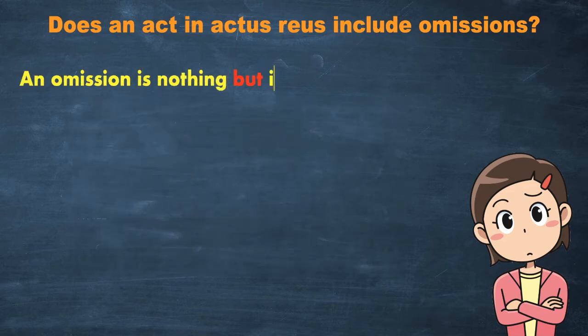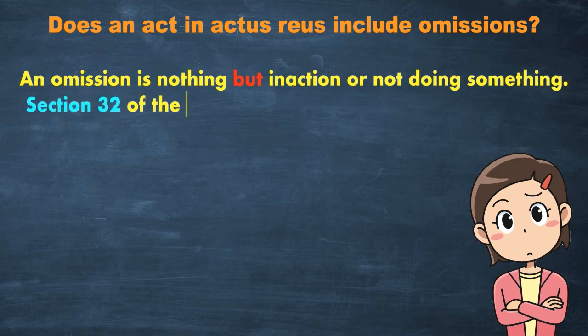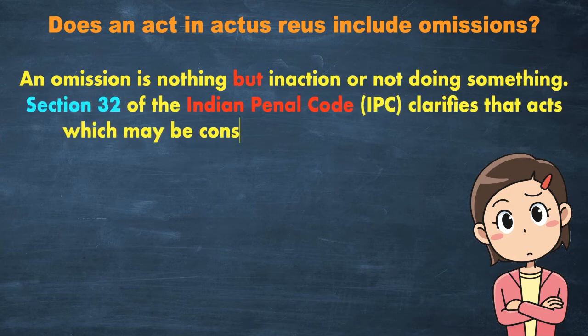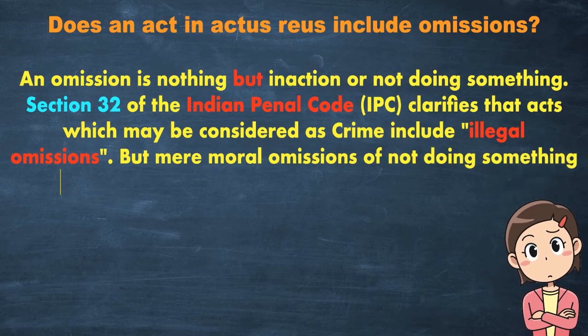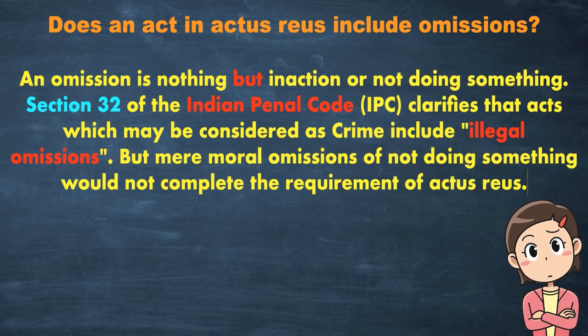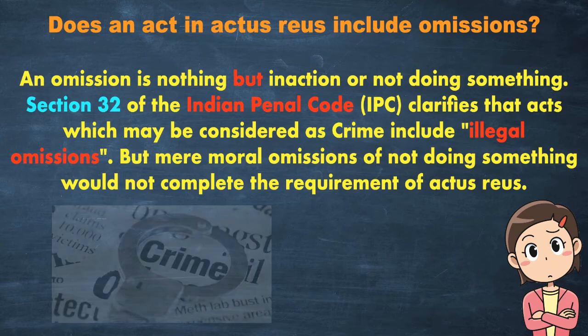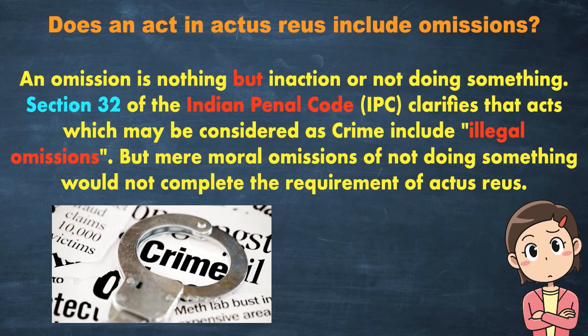An omission is nothing but inaction, or not doing something. Section 32 of the Indian Penal Code clarifies that acts which may be considered as crime include illegal omission.